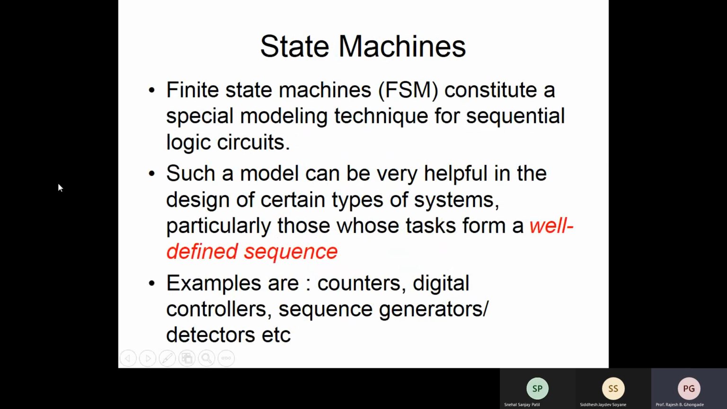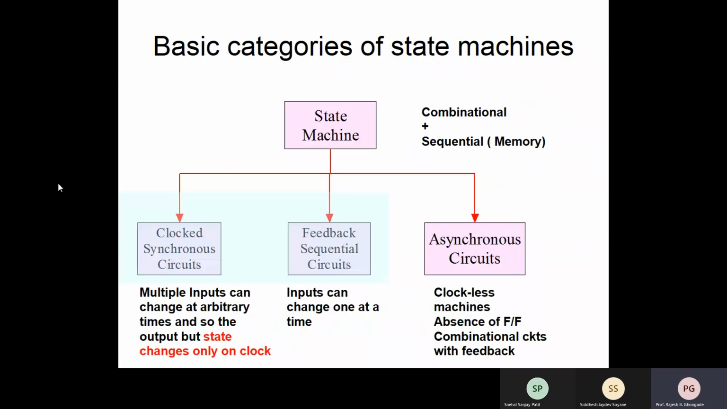All right. So let us start with the state machines now. Finite state machines constitute a special modeling technique for sequential logic circuits. Such a model can be very helpful in the design of certain types of systems, particularly when we have a well-defined sequence. Examples are counters, digital controllers, sequence generators, detectors, etc.